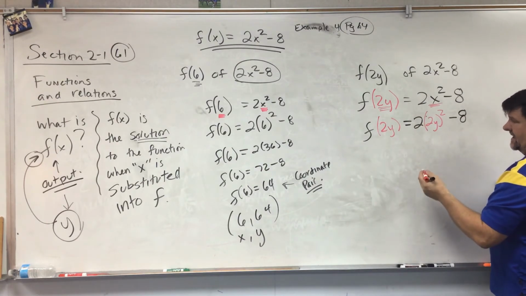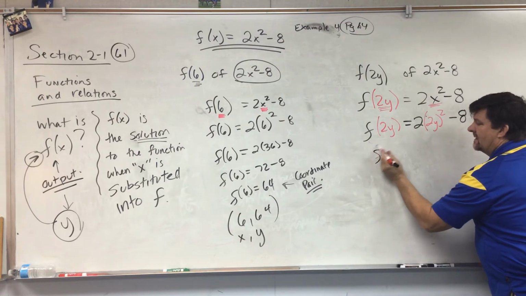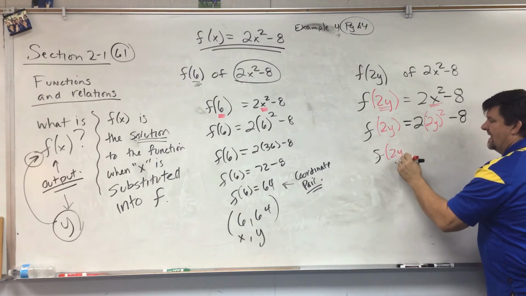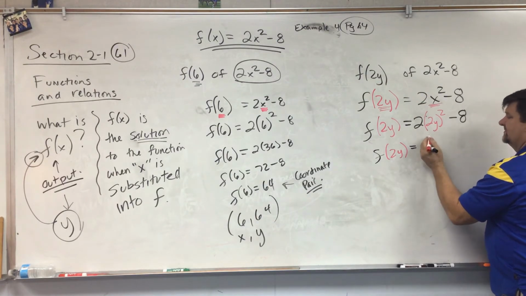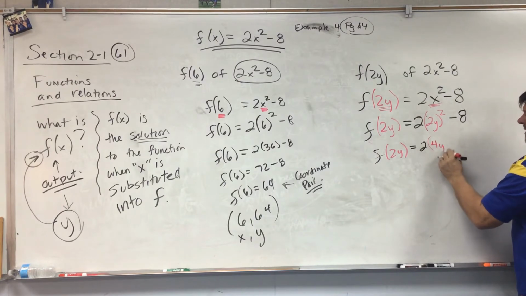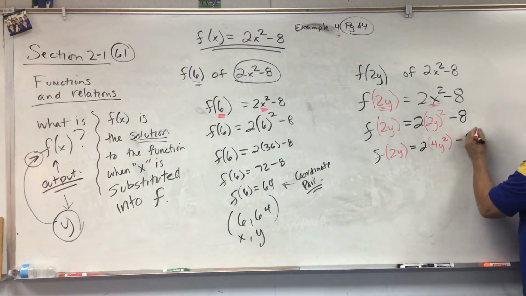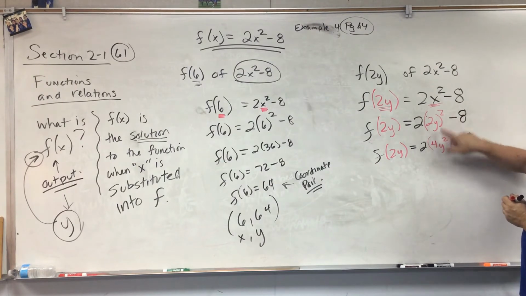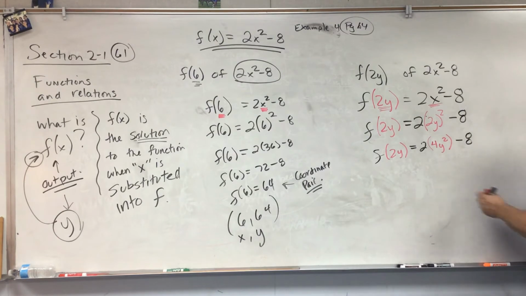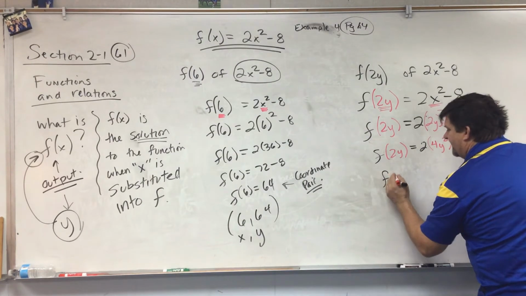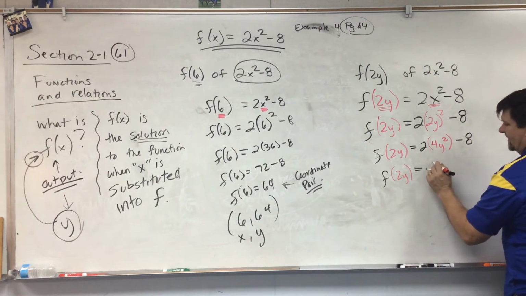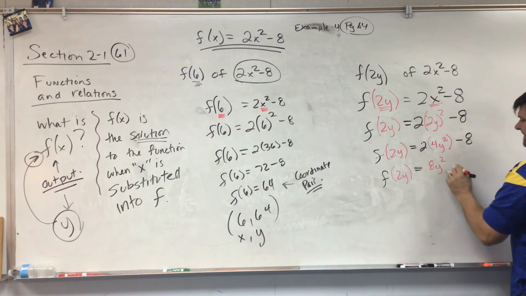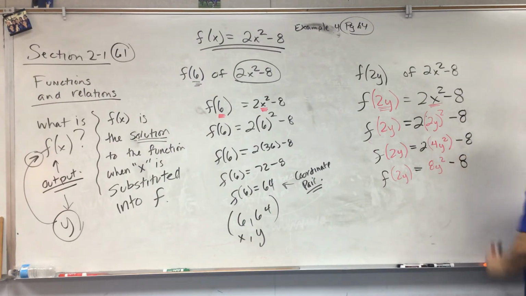So let's clean this thing up. So my f of 2y is equal to, let's see, this is 2 times 4y squared minus 8. If you're not sure, 2 squared is 4, y squared is y squared. Don't forget to square the 2 right there. All right, let's clean this all up. So I get f of 2y equals 8y squared minus 8.